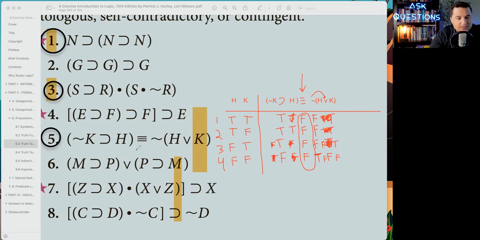So this statement is self-contradictory. Well, because if it's neither H nor K, we're saying H is false and K is false. Well, if H is false, then that's going to make, we can see it's getting very complicated.